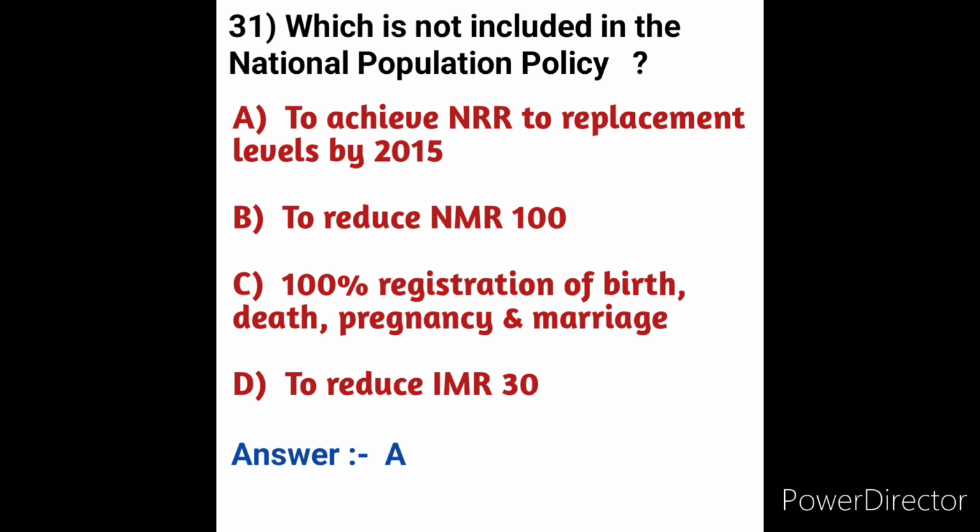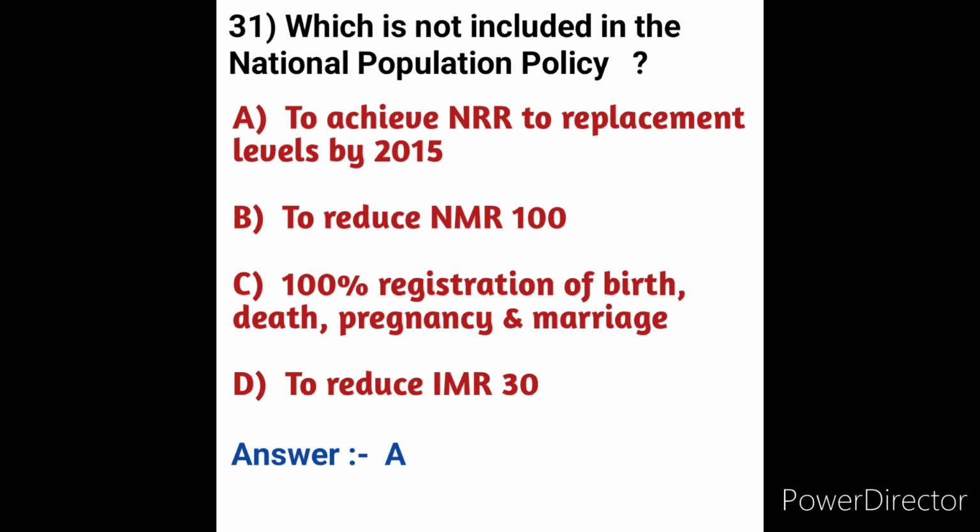Which is not included in the National Population Policy, NPP? You will see the options here. Option A, to achieve NRR to replacement levels by 2015. Option B, to reduce NMR to 100. Next, option C, 100% registration of birth, death, pregnancy and marriage. And option D, to reduce IMR to 30.